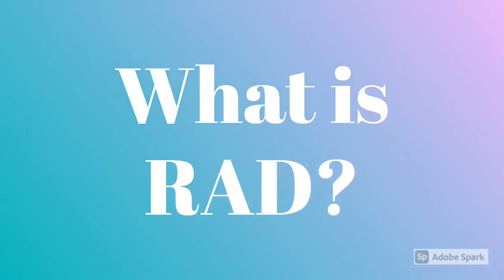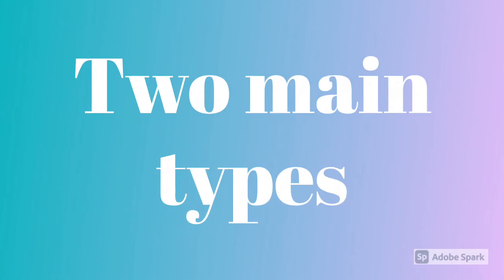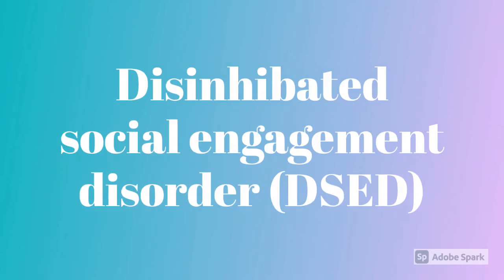What is RAD? Reactive attachment disorder happens when a child does not form a healthy relationship with their parents. This detachment can cause lifelong problems. There are two main types of this disorder. The first type is inhibited reactive attachment disorder, RAD. The second type is disinhibited social engagement disorder, DSED.